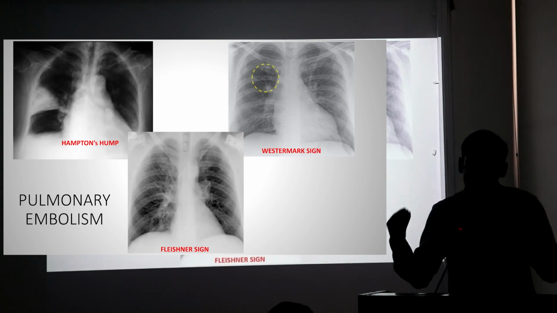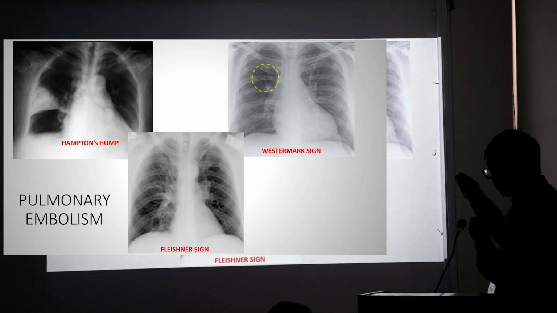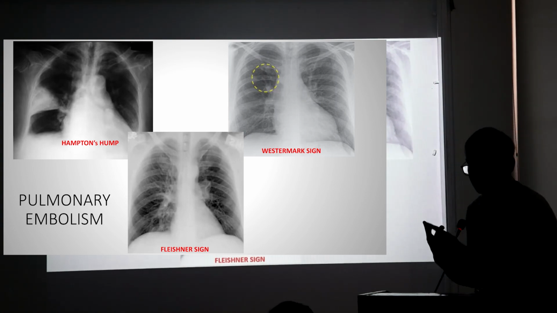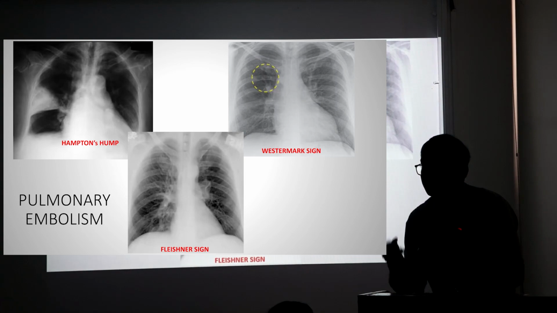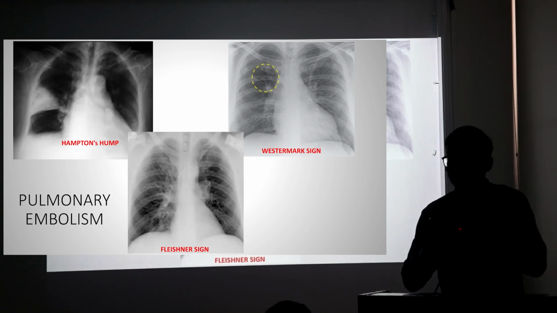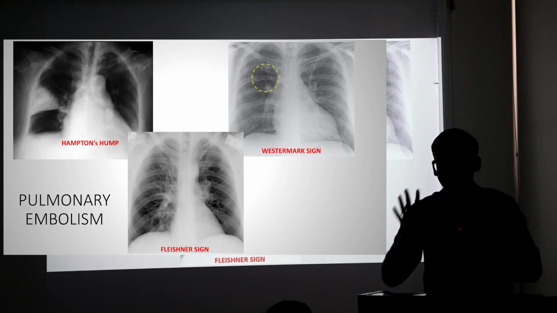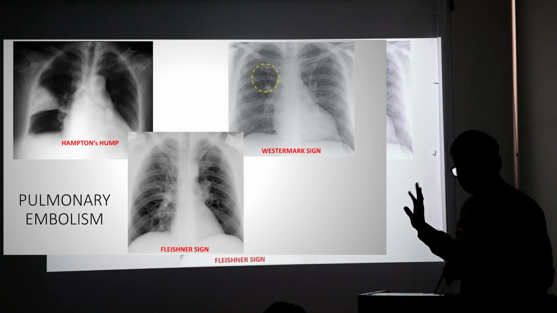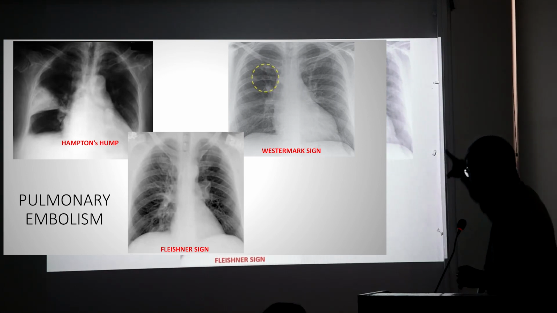Fine, I'll tell you. So the basic reason for all these three lesions is only embolism. What does the embolus do? It obstructs the pulmonary artery, and distal to the embolus there is no blood flow. So that is called infarct, pleural based infarct.